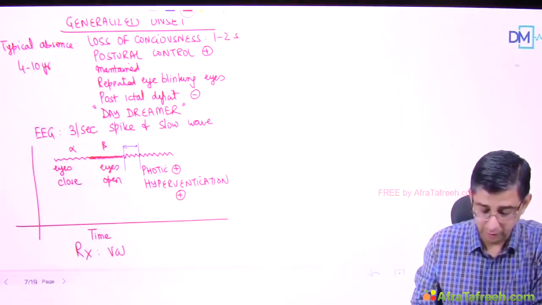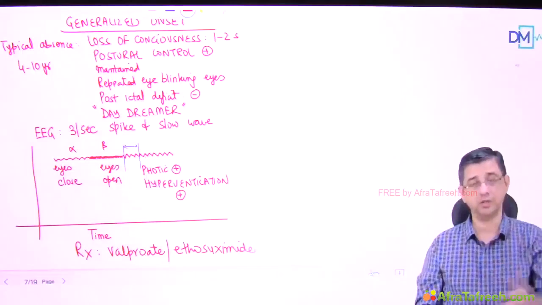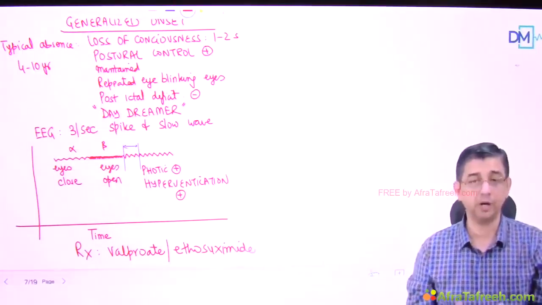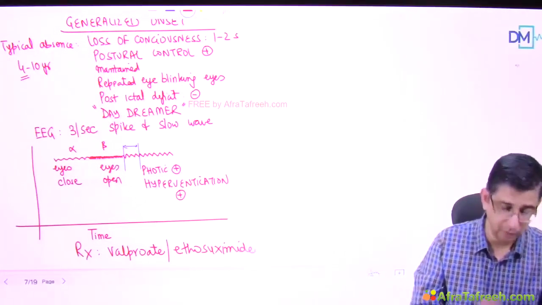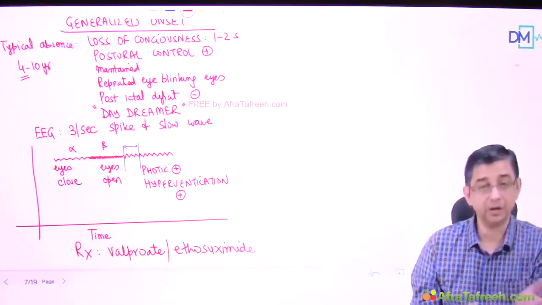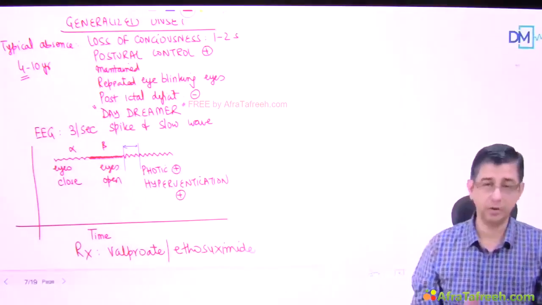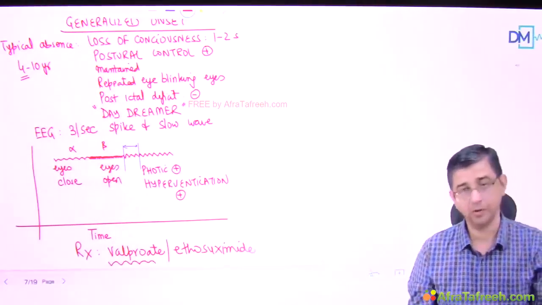We can use ethosuximide also, especially in smaller children, because you would have read in pharmacology that valproate, if used in children especially less than 2 years of age, the lower the age of the child, the incidence of fulminant hepatic failure can increase. Though these episodes are seen at 4 to 10 years of age, if the child is, suppose, 2 years of age, a younger child, then ethosuximide can be used. And routinely, if the question does not mention the age group of the child, then the answer can be given as sodium valproate for the patient.